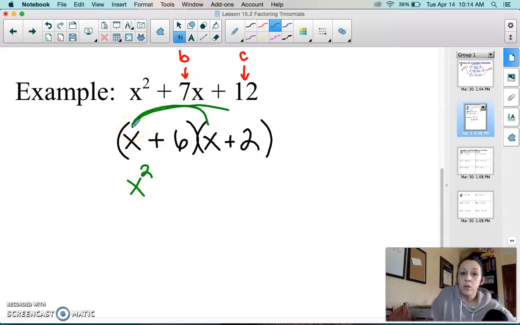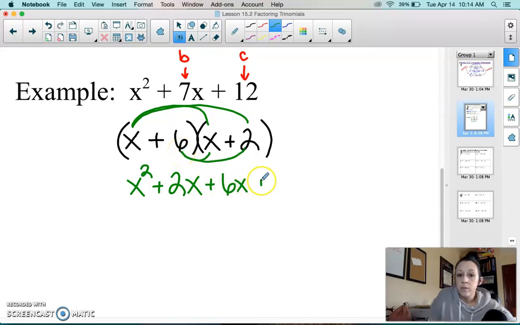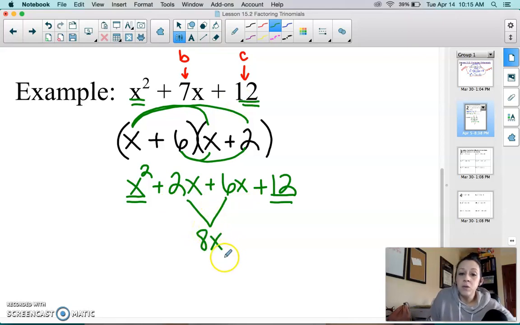Okay, that's the goal. So if I multiply this out, I get x squared plus 2x plus 6x plus 12. Okay, so let's analyze what's good and what's bad about what we have here. Well, we do have x squared, and that is one thing we need. Awesome. We do have 12 at the end, and that is something else we need. Awesome. But what we did wrong is something in the middle, because the middle term that we get is 8x, but we want it to be 7x.